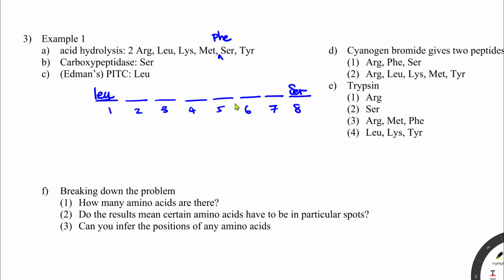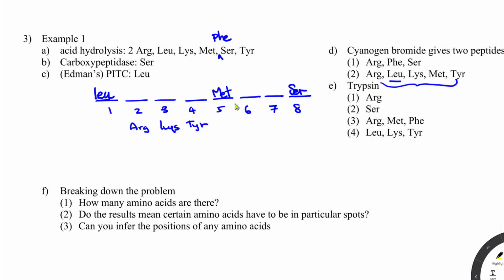So cyanogen bromide's role is to cut on the C side of methionine, right? Now, you'll notice leucine is here. This is a pentapeptide. There's 5 amino acids in there. Methionine must be the last one in that sequence. So methionine must be number 5. Now, the remaining amino acids, right? So I've taken care of the leucine and the methionine. The remaining, the arginine, the lysine, and the tyrosine go in between. But we don't know the order yet.